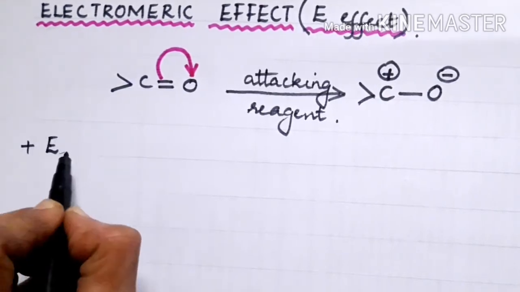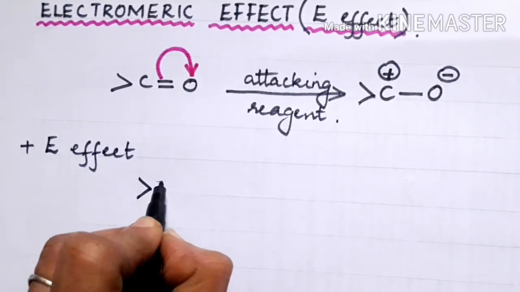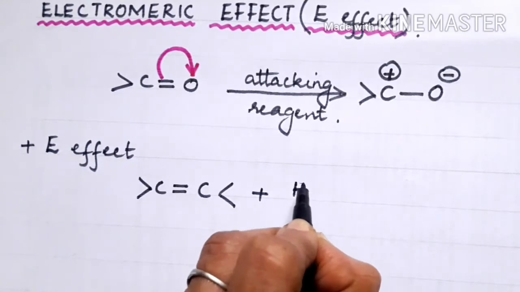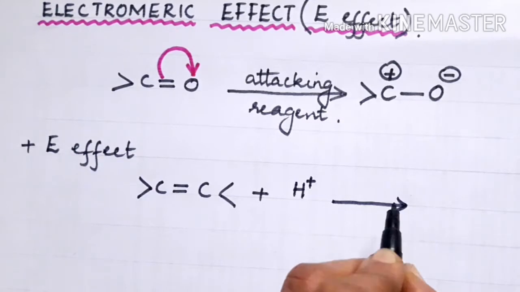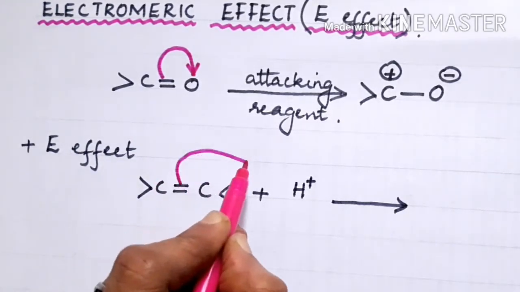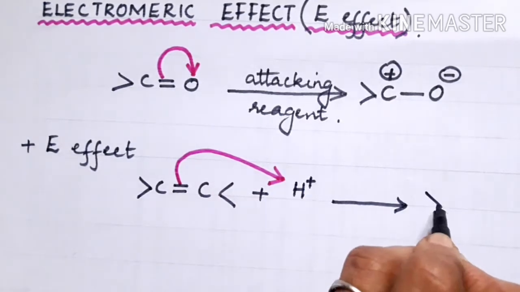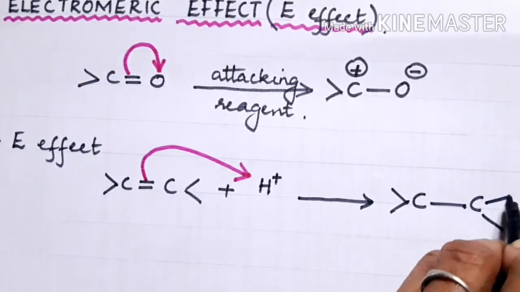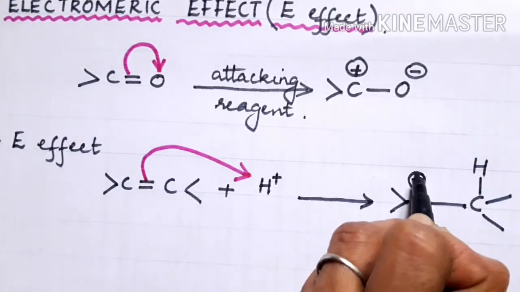Plus E effect is shown when C double bond C combines with H positive, that is an electrophile. You find that the pi electrons get attracted towards the H plus ion, making it C single bond C-H, and the other carbon becomes positively charged.